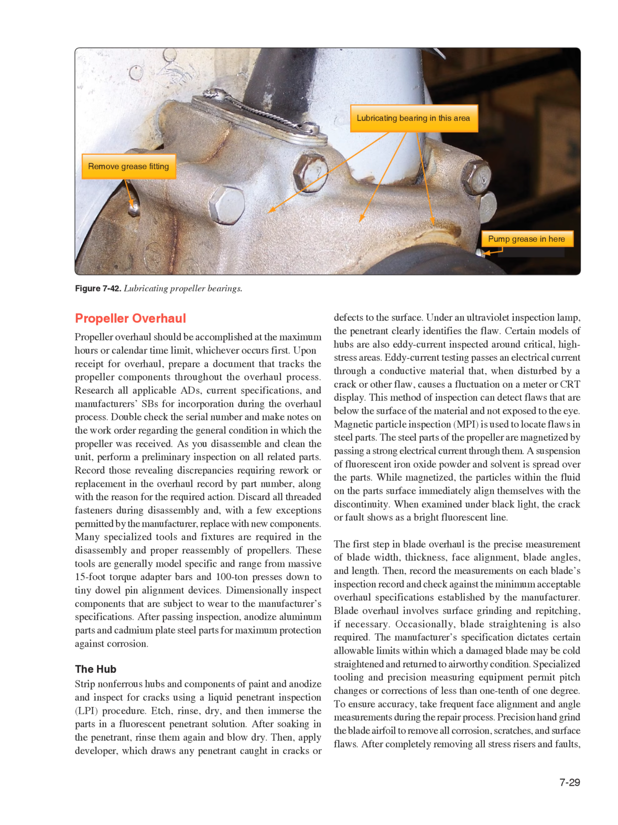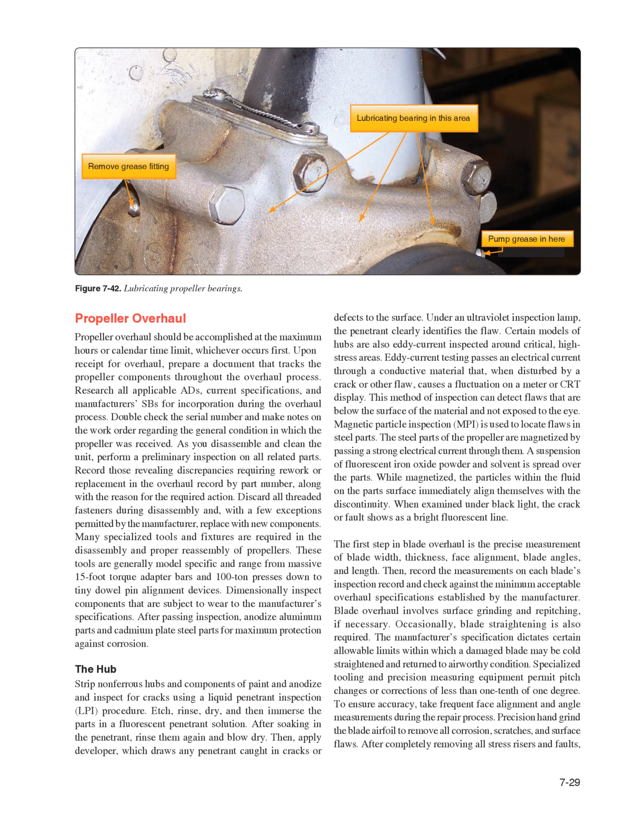The first step in blade overhaul is the precise measurement of blade width, thickness, face alignment, blade angles, and length. Then, record the measurements on each blade's inspection record and check against the minimum acceptable overhaul specifications established by the manufacturer. Blade overhaul involves surface grinding and repitching, if necessary. Occasionally, blade straightening is also required.